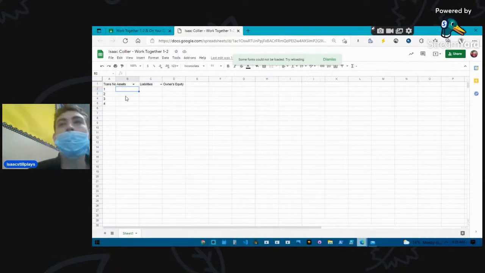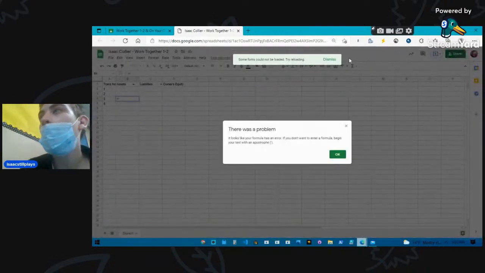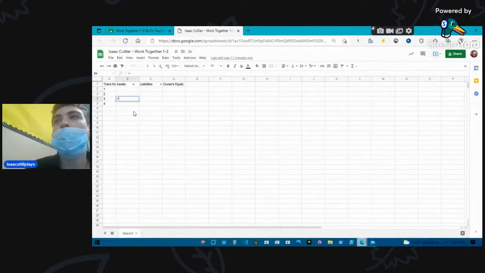And the last one, paid cash on account. So liabilities are going to do what? Go down. Go down. And actually, this was supposed to be up. I don't know why I put a minus there. That's not bad. And what's going to happen to assets? Also go down. You got it. Everybody good with the work together? We're not going to do the on your own.